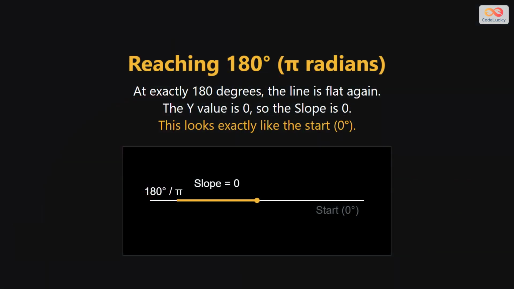This is the critical moment. When we reach exactly 180 degrees, or pi radians, we lie flat on the x-axis again. The y value is 0. 0 divided by -1 is 0. The slope has returned to 0, exactly where we started at the beginning.